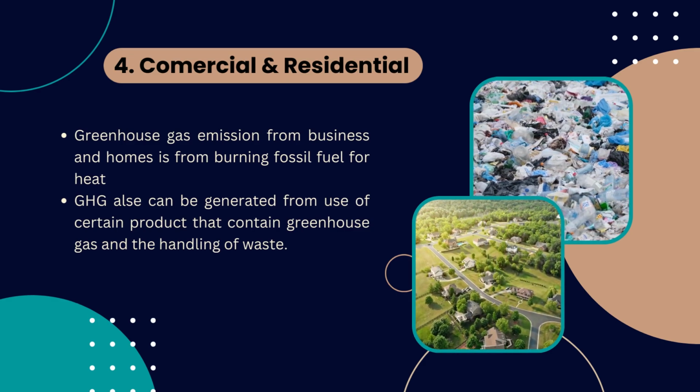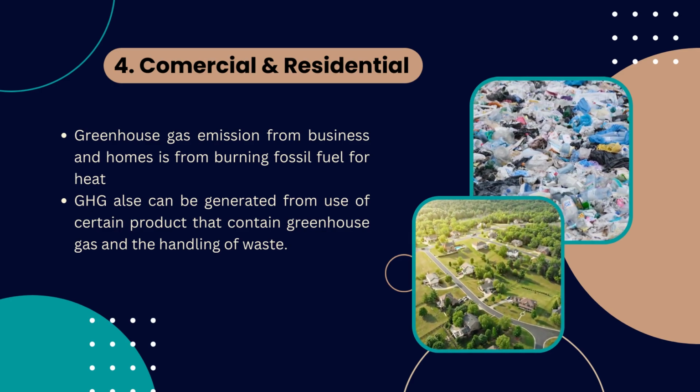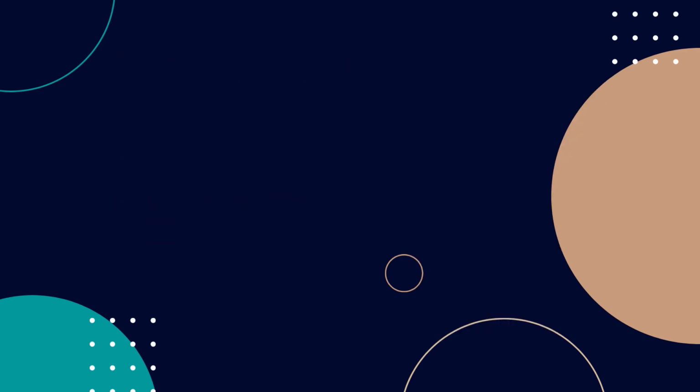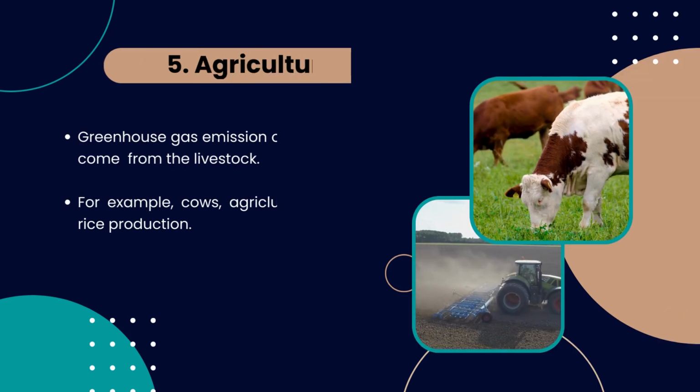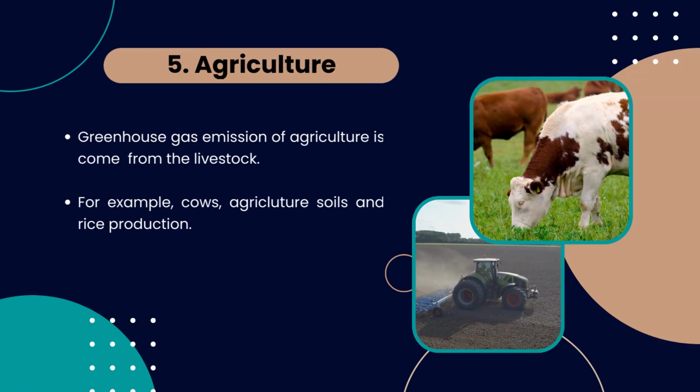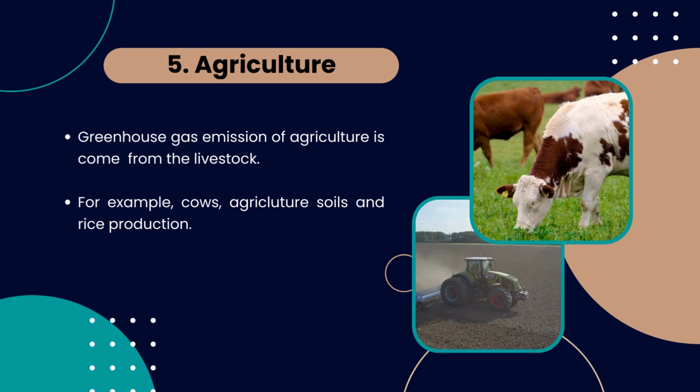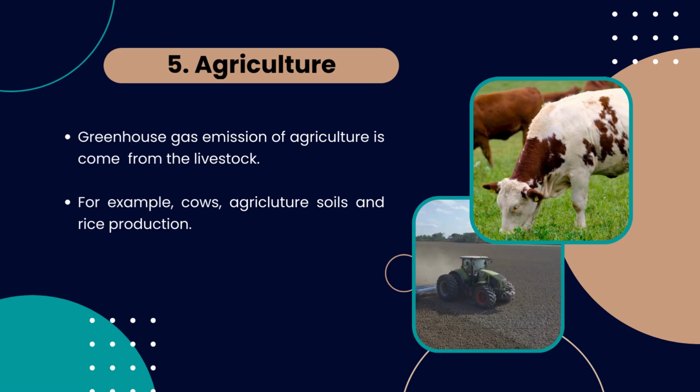GHG also can be generated from the use of certain products that contain greenhouse gas and from the handling of waste. Lastly is agriculture. Greenhouse gas emission from agriculture comes from livestock, for example, cows, agriculture soils, and rice production.